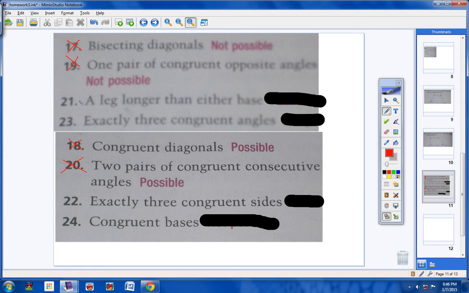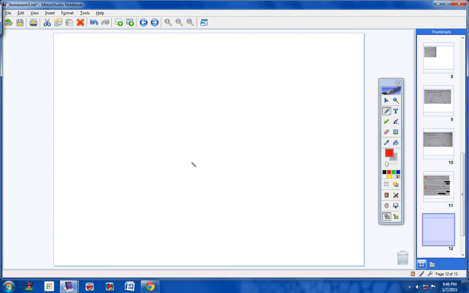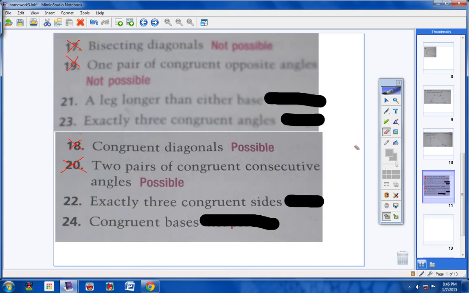Okay, number 21. Is it possible to have a leg longer than either base? Yes, definitely. Make your base up here real small, and your base down here real small, and then here's a leg coming down. There, I just drew a trapezoid in which the leg is longer than both bases. So yes, it's totally possible to do that. All right, moving on.